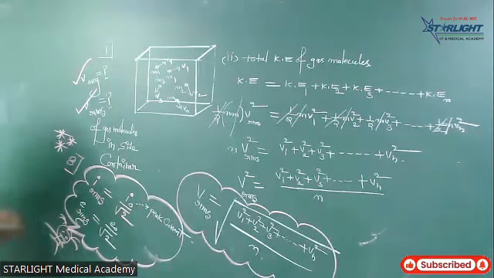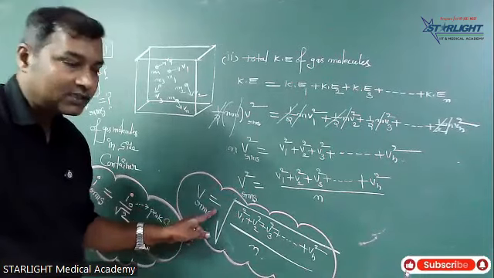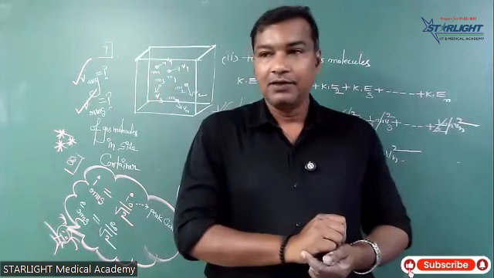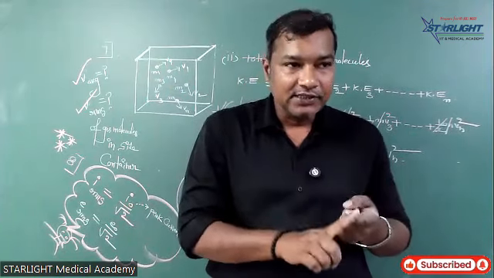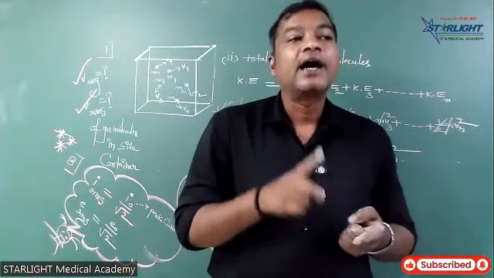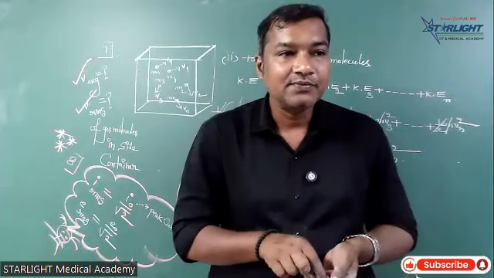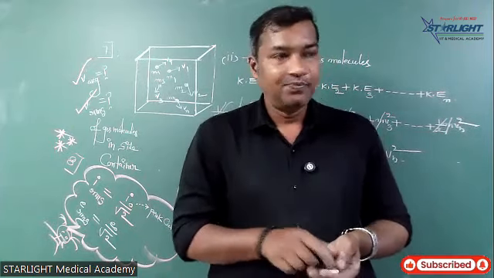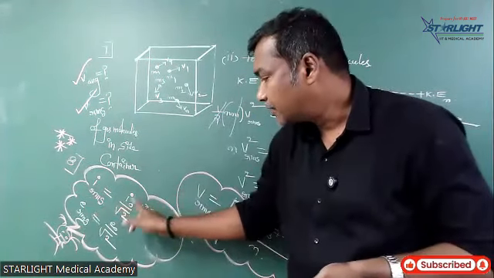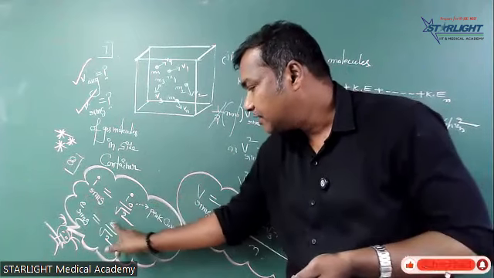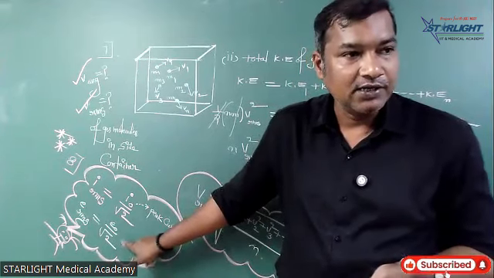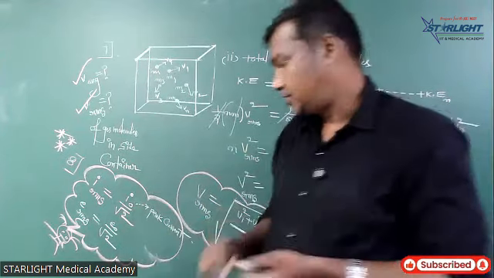IRMS, ERMS, VRMS, and velocities: remember the formulas. V average, VRMS is done. Then I average, I told you, is 2I0 upon pi. IRMS, root mean square, is I0 upon root 2, and ERMS is E0 upon root 2. These are very, very important formulas. Okay, seventh point done.